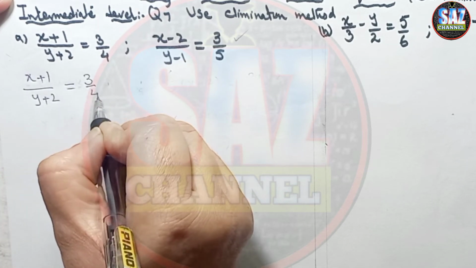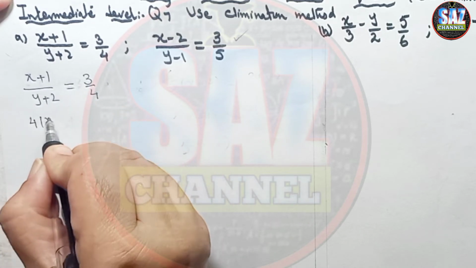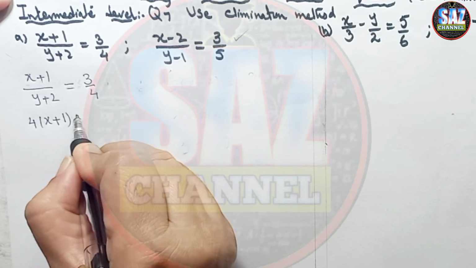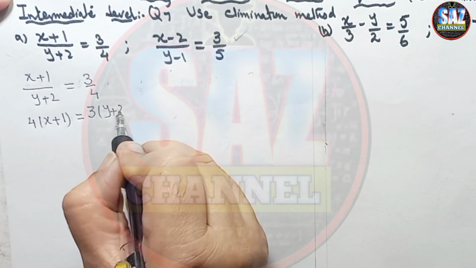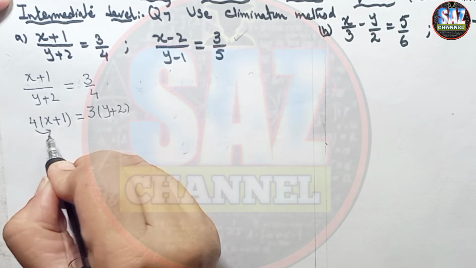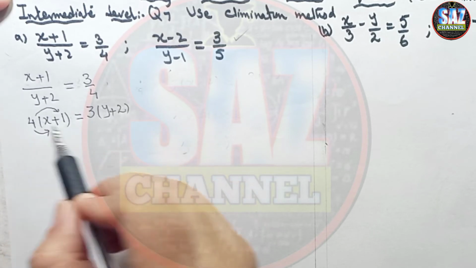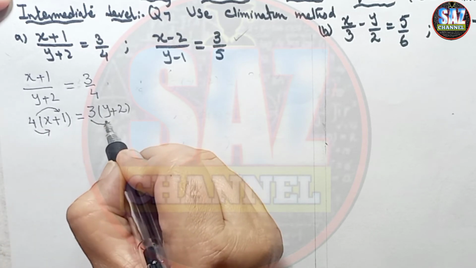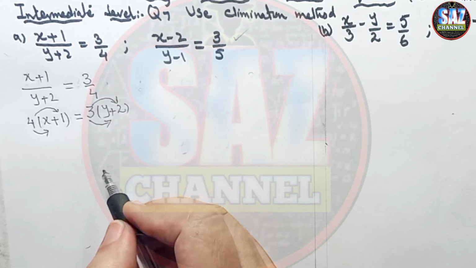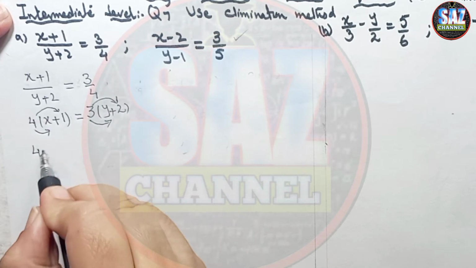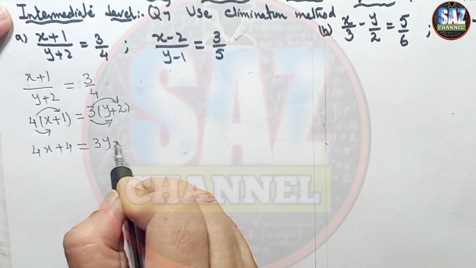Now I can go for cross multiplication, that 4 into (x plus 1) equals 3 into (y plus 2). Now I have to apply the distributive property carefully, that I have to multiply each term with 4, and on this side 3 has to be multiplied with every term inside the bracket, and the equation will take the form 4x plus 4 equals 3y plus 6.